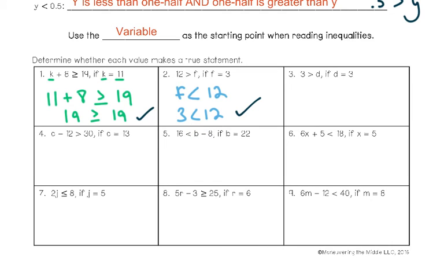Number 3 says 3 is greater than d. And again, we're going to want to practice using the variable as the starting point. So we can also say d is less than 3. So 3 is greater than d, but also d is any number that's less than 3. If d is 3, is this inequality true? No, this is false. That's because there's no equal sign here. This is saying 3 is less than 3. You know that's not true. 3 is equal to 3, so there has to be an equal sign somewhere, whether it's a half equal sign or a full equal sign.